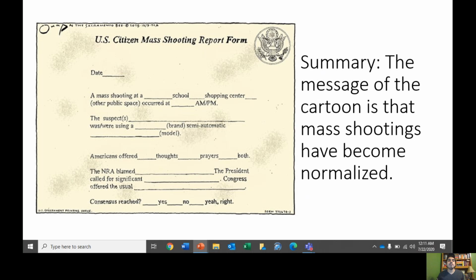It suggests that these different actors in politics are going to have different, or specific, responses. "Consensus reached" at the very bottom tells me it's suggesting that mass shootings are becoming normalized. Yes, no, and then "yeah, right." That "yeah, right" says, of course there's not going to be a consensus reached, because there's never been a consensus reached. So this is just the new normal. There's almost a kind of despair in this political cartoon.